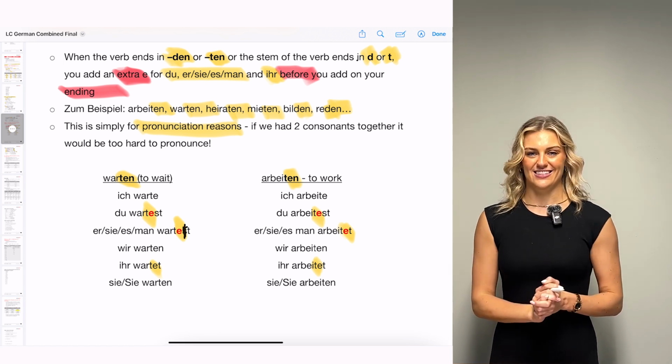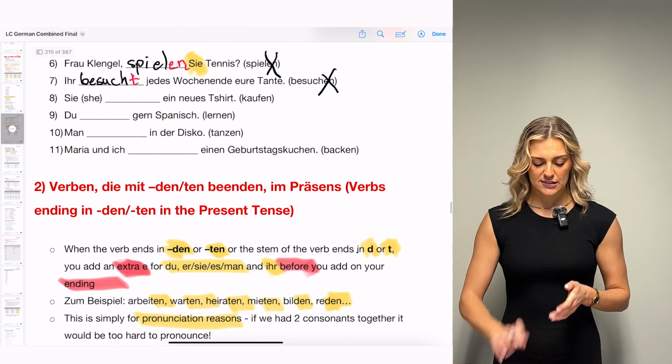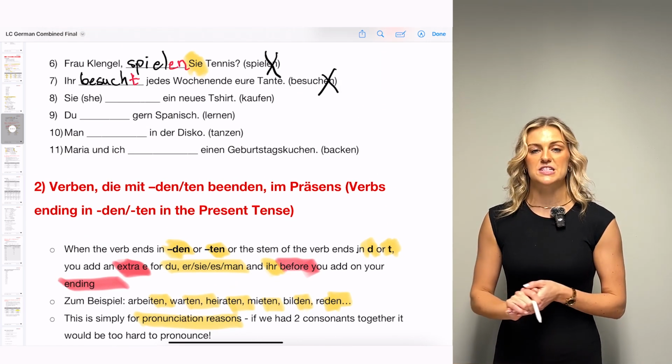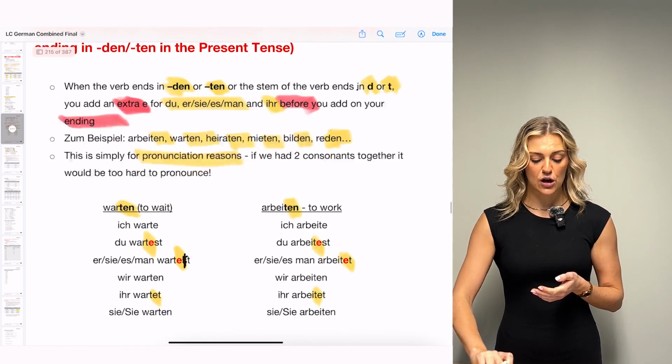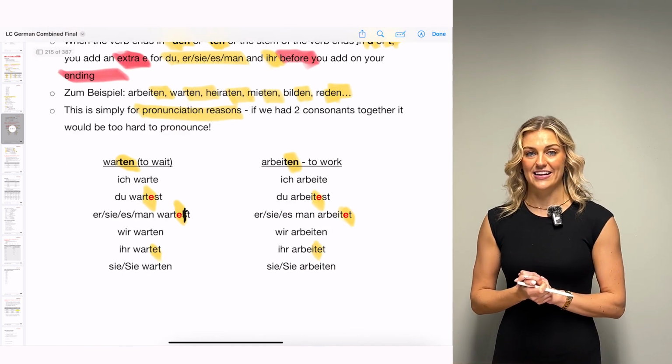Und das war's dann. So das ist alles mit dem Präsens für regelmäßige Verben und Verben, die mit den und ten enden. Hopefully that helps, and I will be continuing on with the present tense then in our next class.